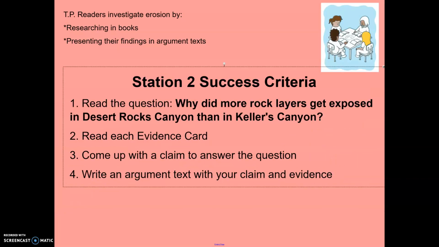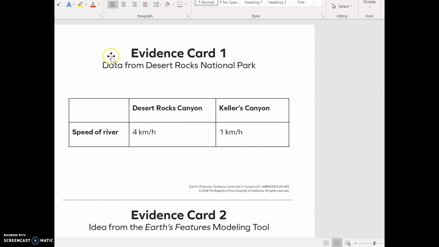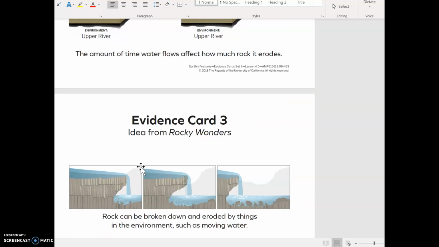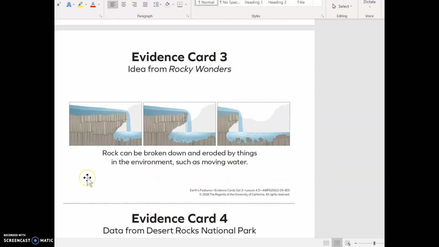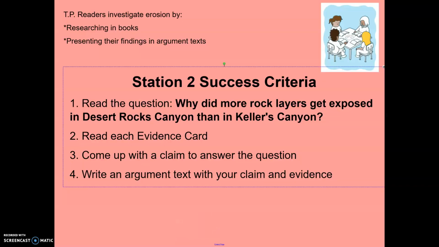So your job is to choose from those three options and pick the claim that makes the most sense based on the evidence cards. So the first evidence card shows the speed of the rivers in both canyons. This means kilometers per hour. So if there's a higher number, obviously that means it's a faster speed. This one is showing us how time can affect erosion. This one gives us the definition of erosion. And this one tells us how long each river has been flowing.